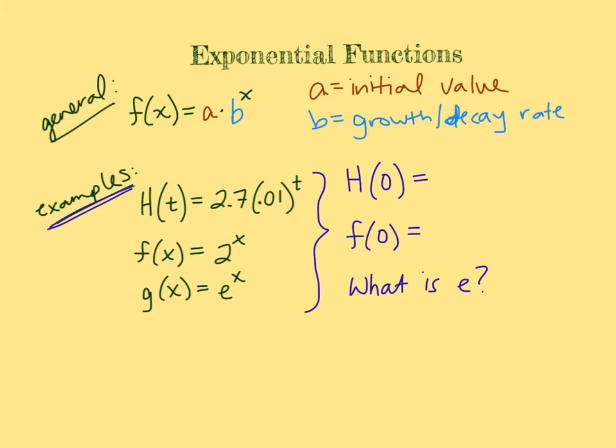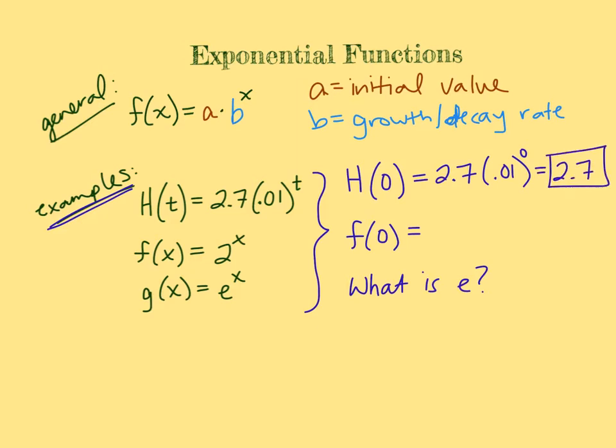So if we're looking for h of 0, that means basically what is the initial value, right? What is our value at time 0? So that means we want to plug in 0 for t. When we do that, and we evaluate what this is, remember anything to the 0 power is 1. So this is 2.7 times 1, which is 2.7.